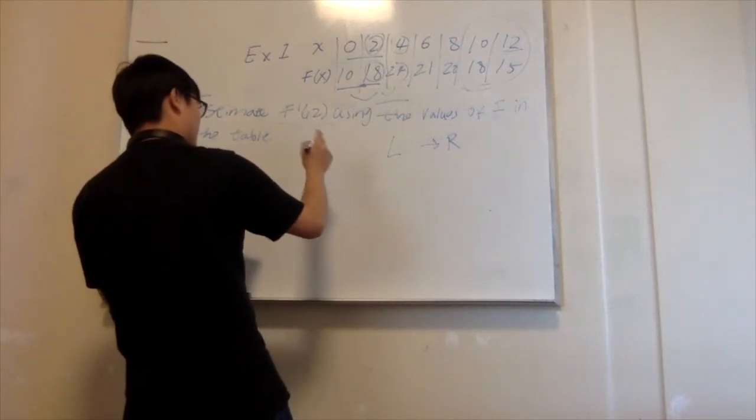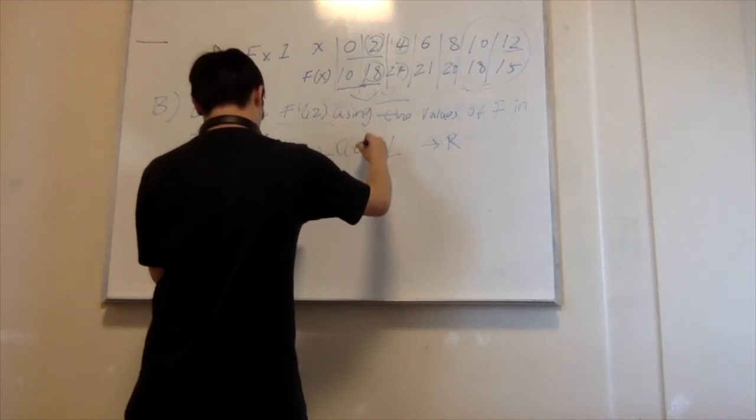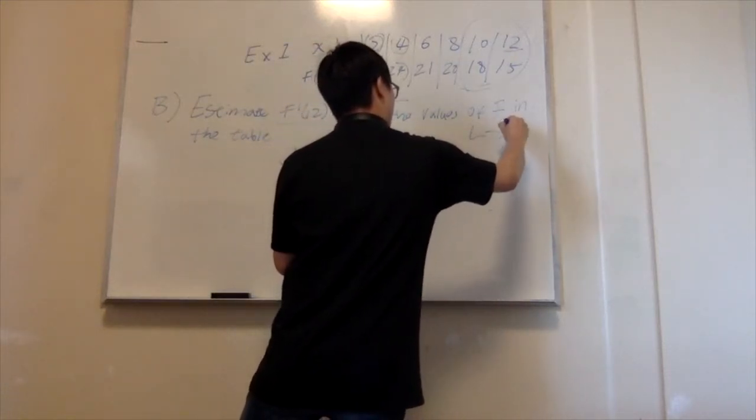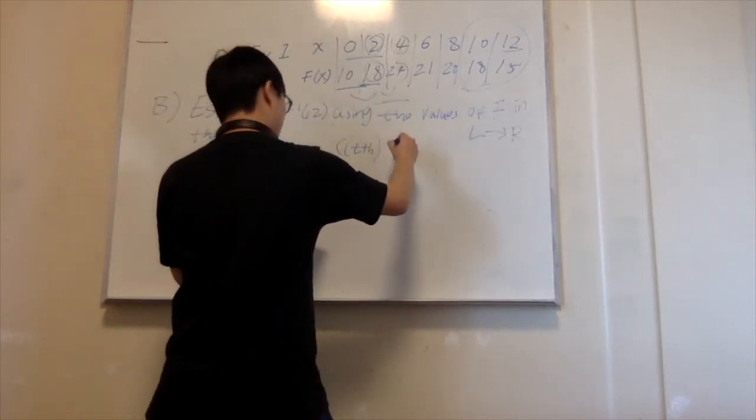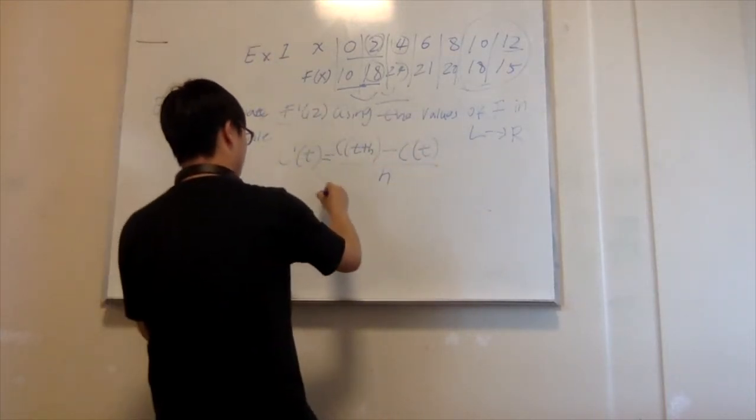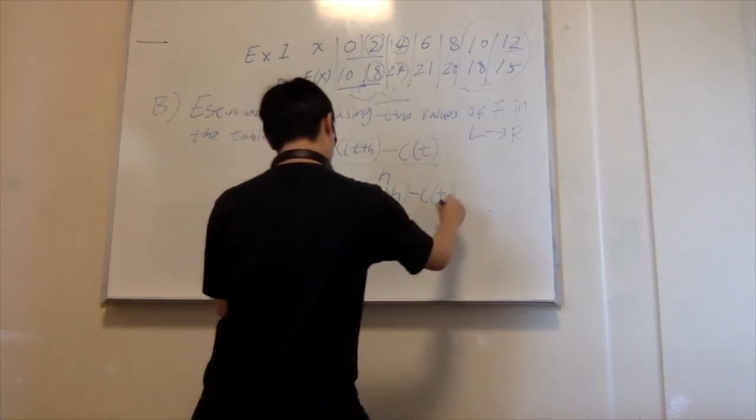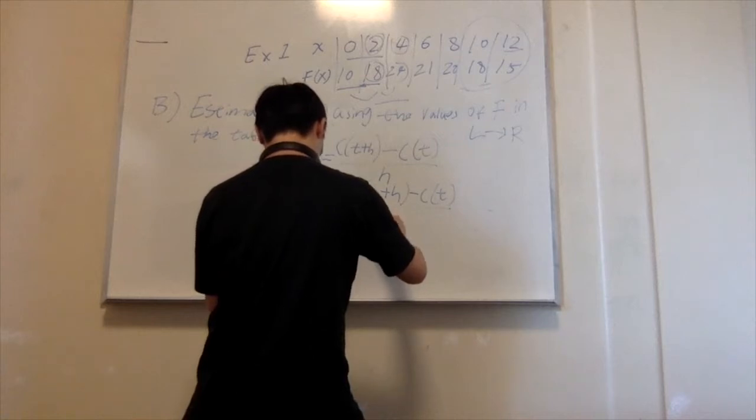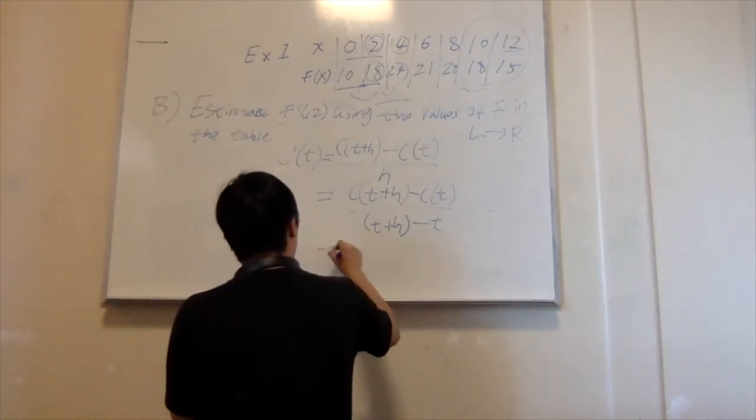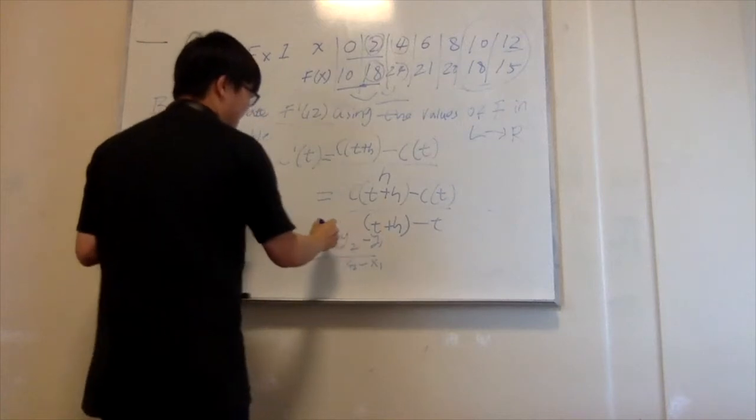So the formula for this one will be C prime of T equals C of T plus H minus C of T, over H, which also equals C of T plus H minus C of T over T plus H minus T. This formula also equals y2 minus y1 over x2 minus x1. It is exactly the same.